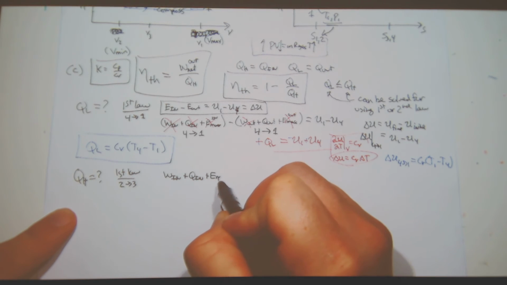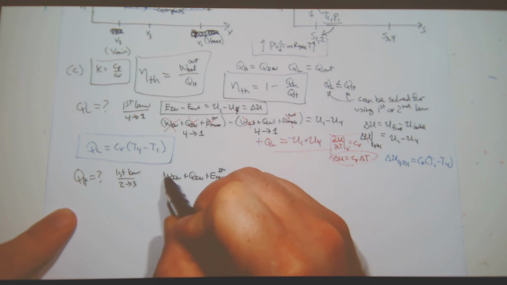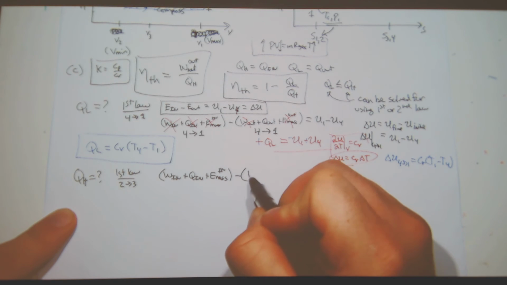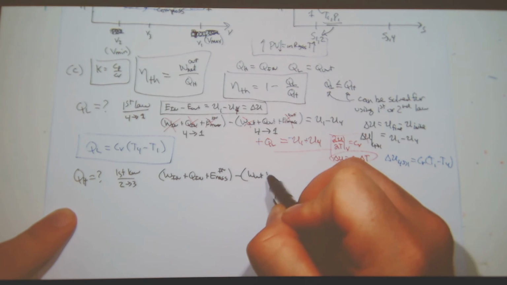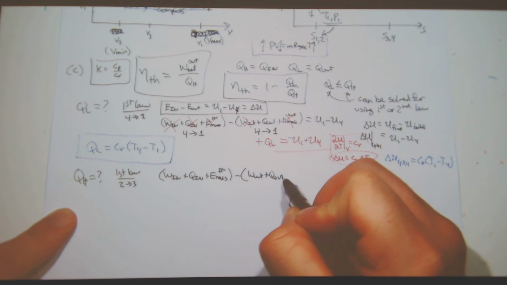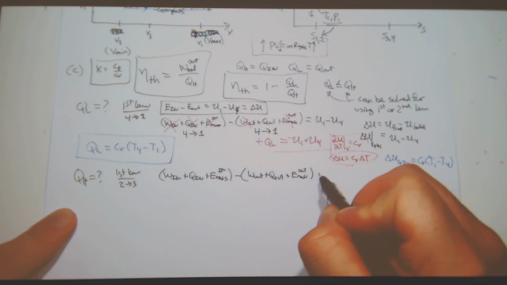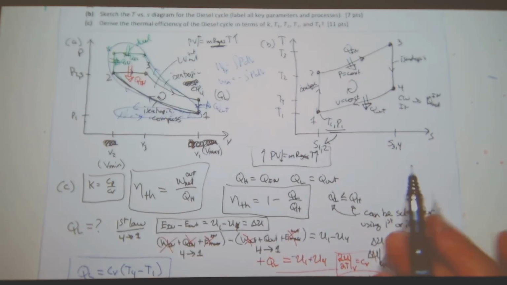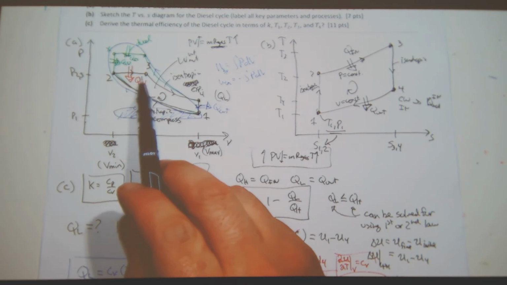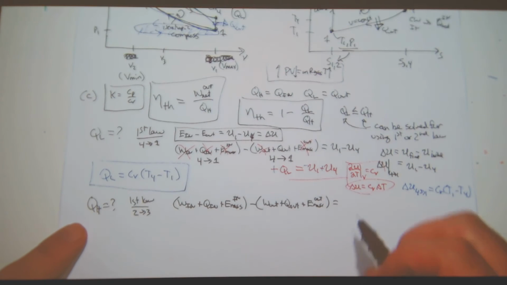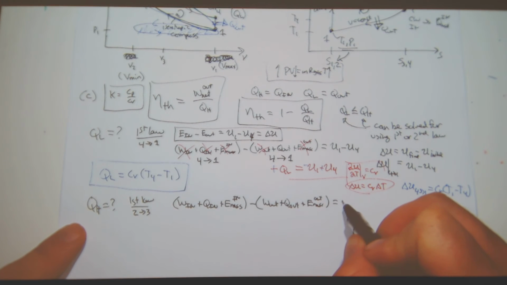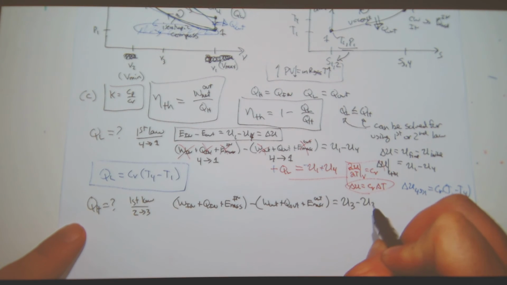plus energy associated with mass in minus work out, heat out, energy associated with mass out, equals the change in internal energy in my system from state 2 to state 3. So that ends up being, my final state is 3, so U3 minus U2.